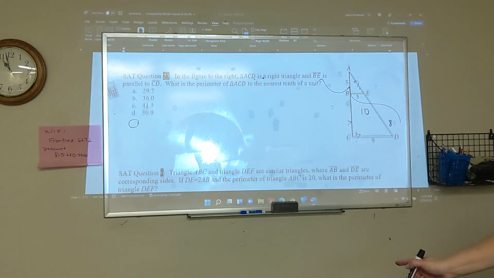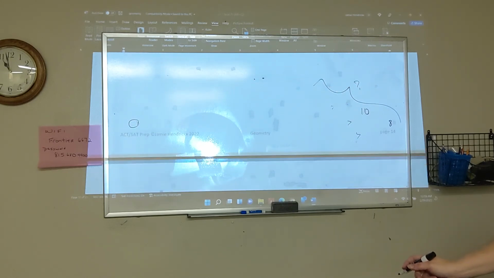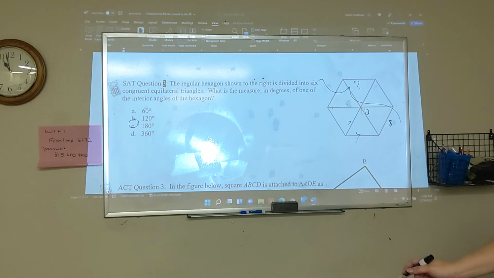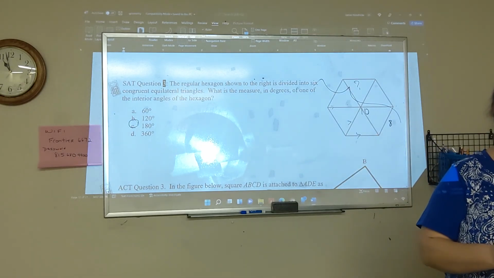23 is yours to do for homework. And number 6 at the bottom is yours to try. And then we'll pick up with these ugly hexagon problems next time.